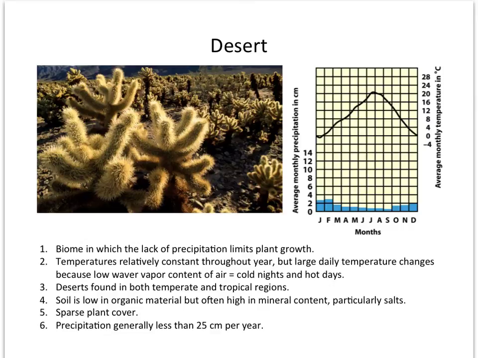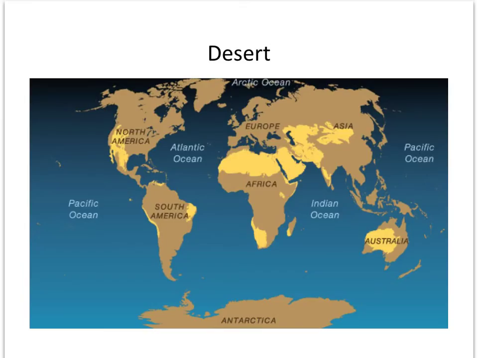These desert biomes are found all over the globe. A very good example is shown right here. You have a high pressure system in northern Africa, and as a result you get a very dry air and a desert biome covering most of northern Africa.